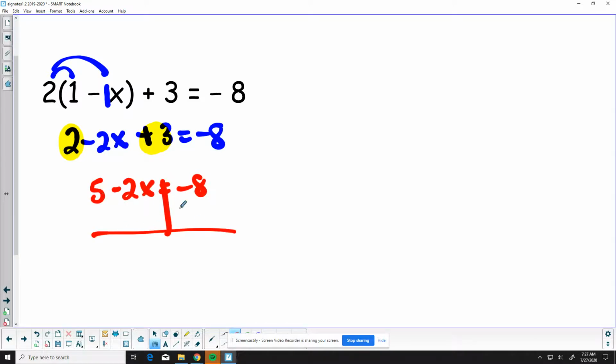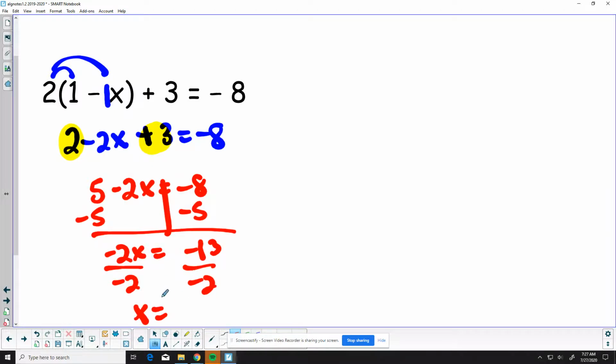Now I'm going to move the 5 to the right side, so I'm going to subtract 5 and then divide by negative 2. So the 2 negatives will cancel, and I'm just going to leave this improper. I'd like you to just leave it improper as well. You could make it a decimal, so that would be 6.5, but I'd rather you leave it improper.